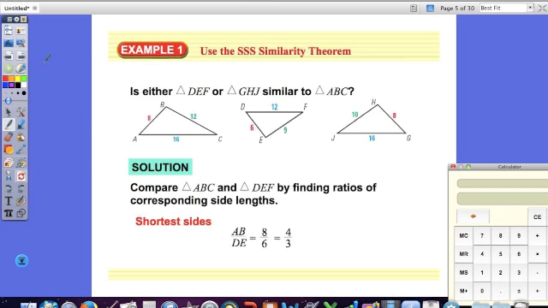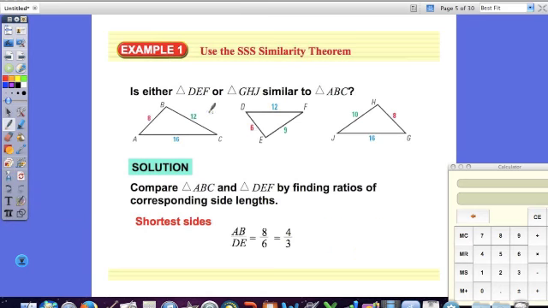Okay? And on the next side, 12 to 9 would be 4 to 3, 16 to 12, both divisible by 4, you get 4 to 3. So ABC and DEF are similar.